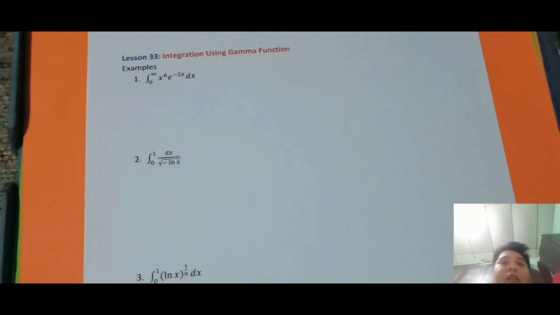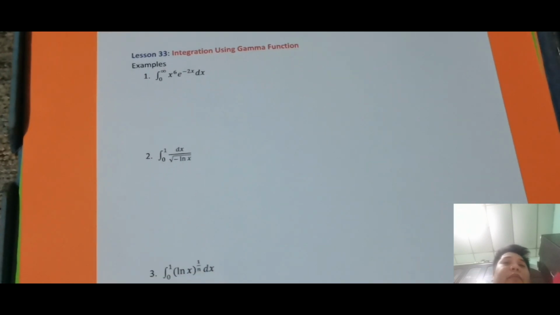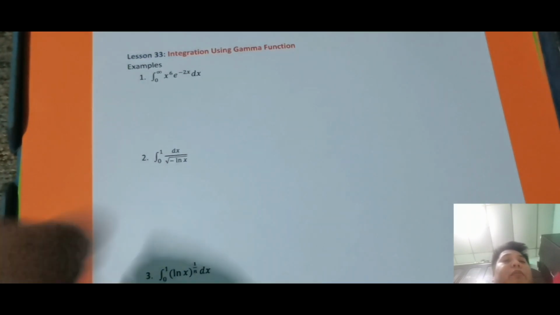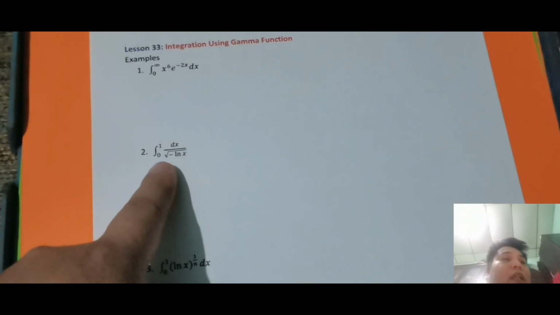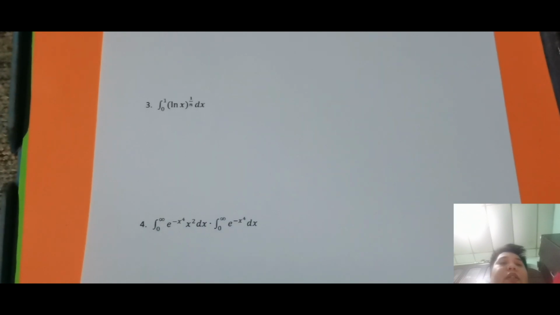Pwedeng mapunta yan dyan. But the thing is, the problem is yung e raised to negative 2x. Yan yung medyo problem doon. Then number 2 is something na parang iisipin mo, ano yan? Paano po yan gagawin? Tapos at the same time, walang e na nag-exist. Next, number 3, ganun din. So, may ln of x. Pero siguro kung makita mo na yung idea kung paano to ginawa, alam mo na rin yung idea kung paano to gagawin. Alright, so next is number 4.